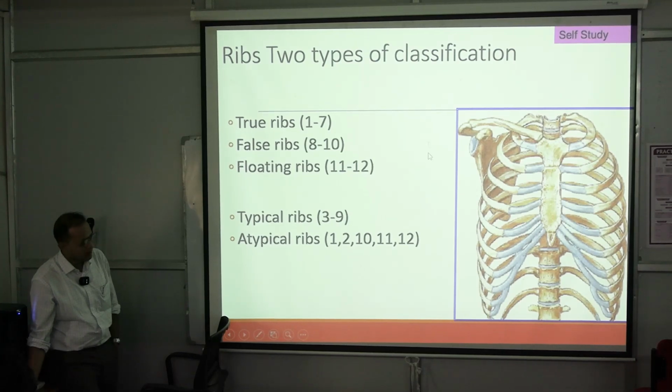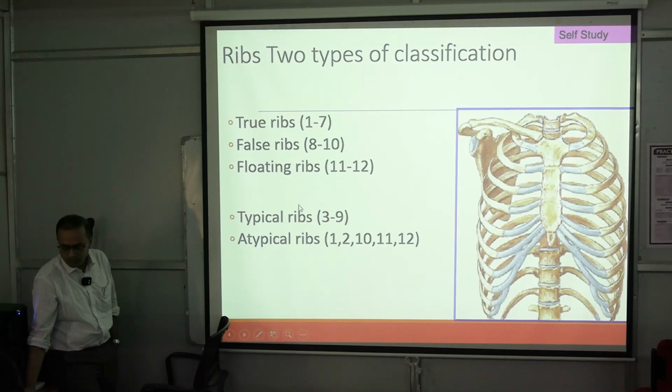The other way we can classify these ribs is typical and atypical. If they look similar and have similar features, we call them typical. If they do not look similar, we call them atypical. Ribs 1, 2, 10, 11, 12 are atypical. Out of these, we will emphasize rib number 1 only, and the rest we just learn, without going into the detail of it.